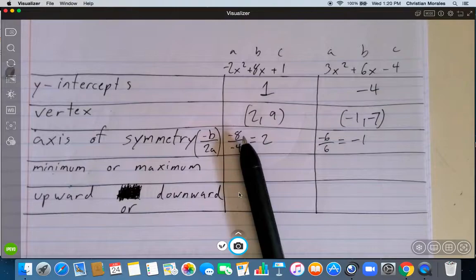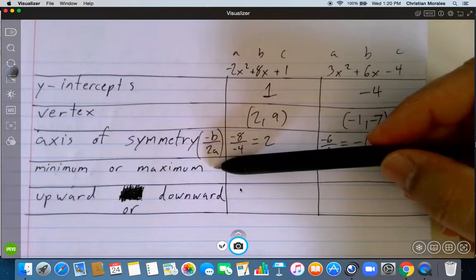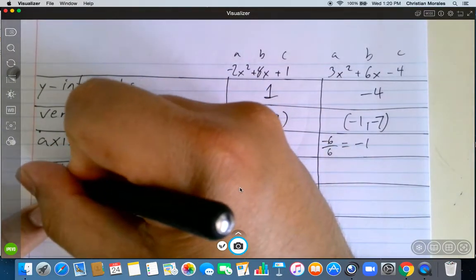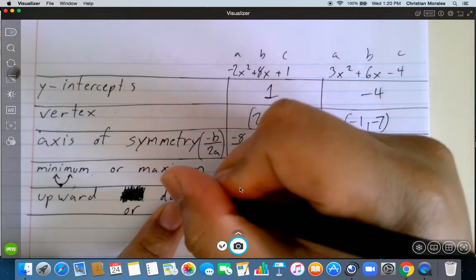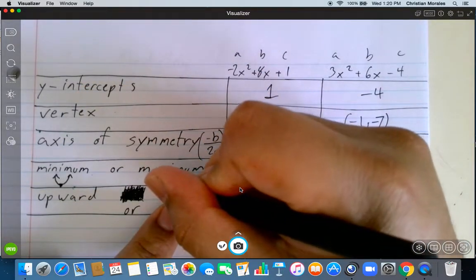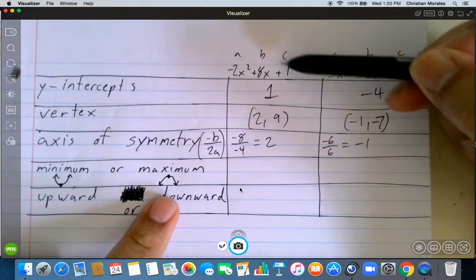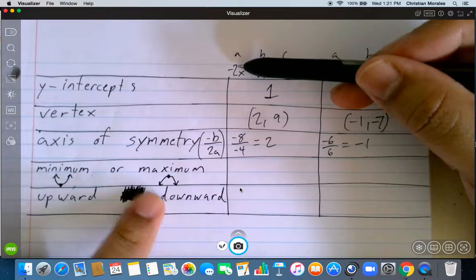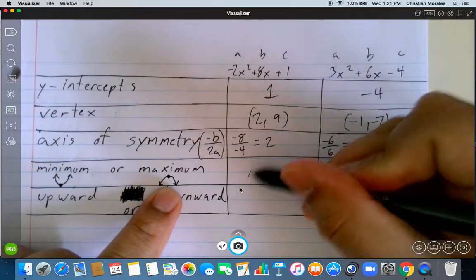Anyway, next, minimum or maximum. Okay, this is about the vertex. Now, you have to know if it's a minimum, that means that your vertex is the lowest point. If it's a maximum, that means that your vertex is the biggest point. So in this equation, you're looking at A. That means it's a negative. What kind of shape is it? It's going down. So that means you actually have a maximum.